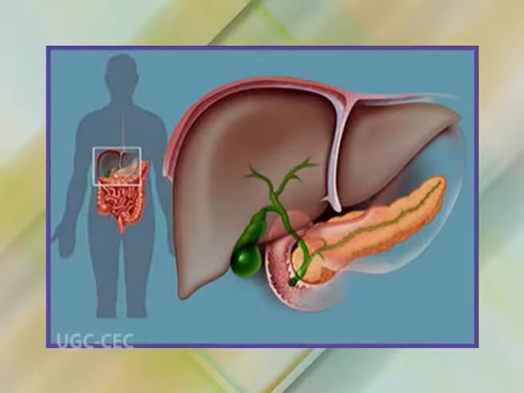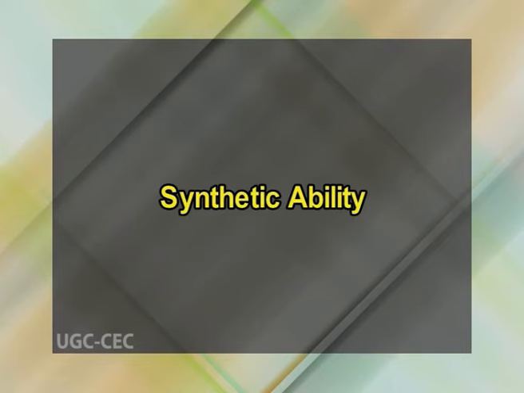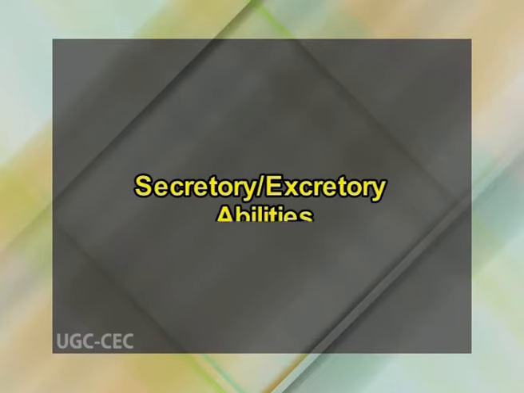So first and foremost, the concept of liver function test. Liver function tests are a group of tests done to assess the functional capacity of the liver as well as any cellular damage to the liver cells. To assess all functional capabilities of the liver, such as its synthetic ability, it's done by measuring the various plasma proteins such as albumin and prothrombin that are synthesized by the liver. And second, its secretory or excretory abilities, which is done by measuring the serum bilirubin level.